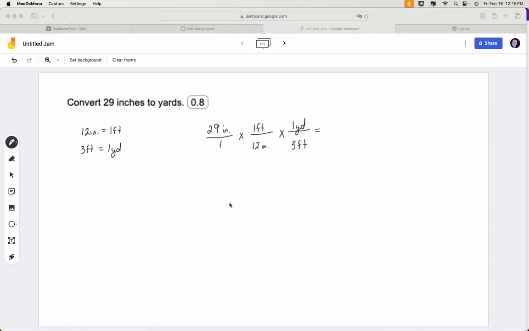All right, here we have a conversion problem where you have convert 29 inches to yards. So we are going to write it like this. We have 29 inches over 1 times.